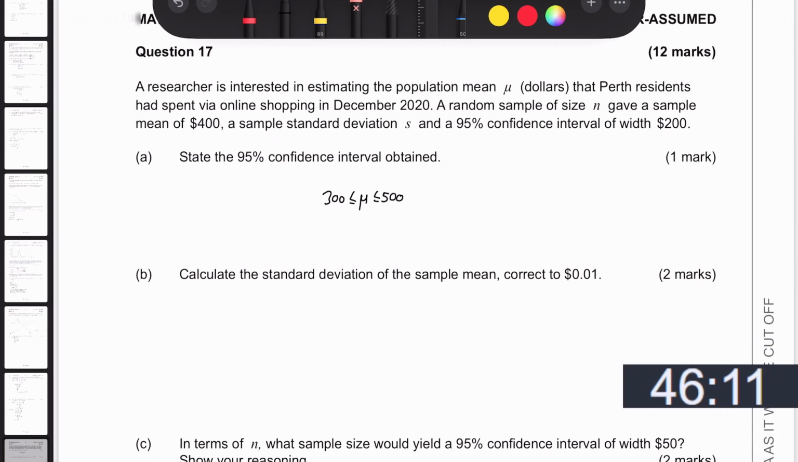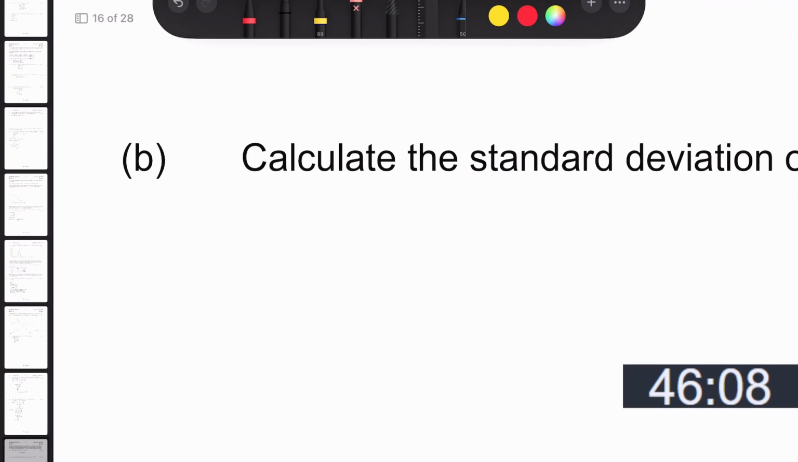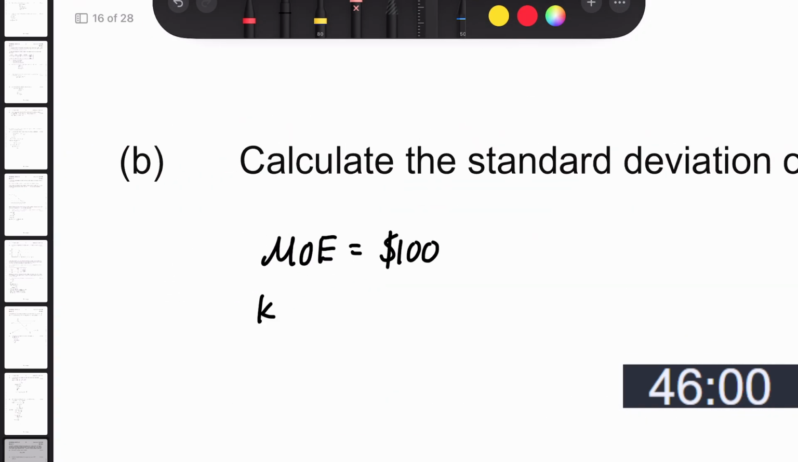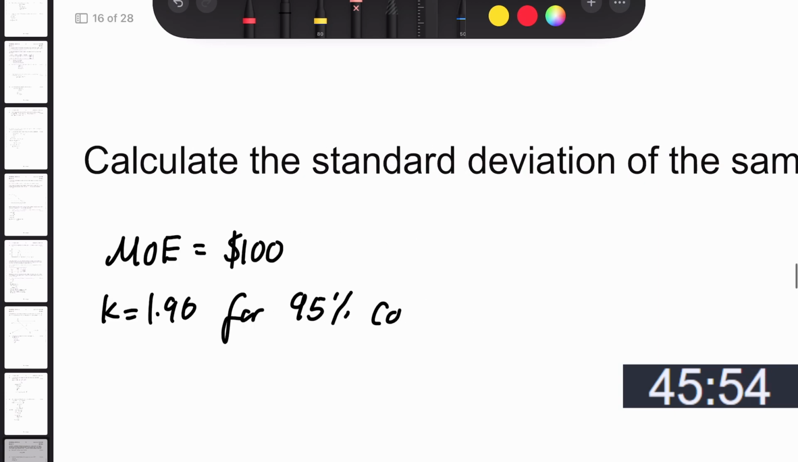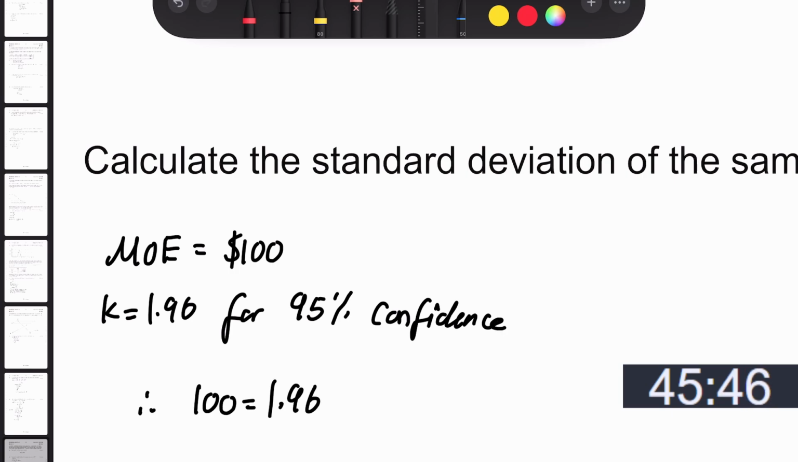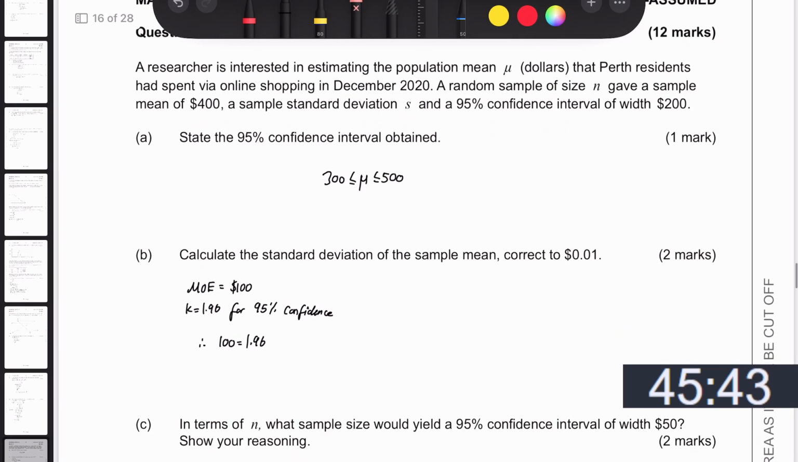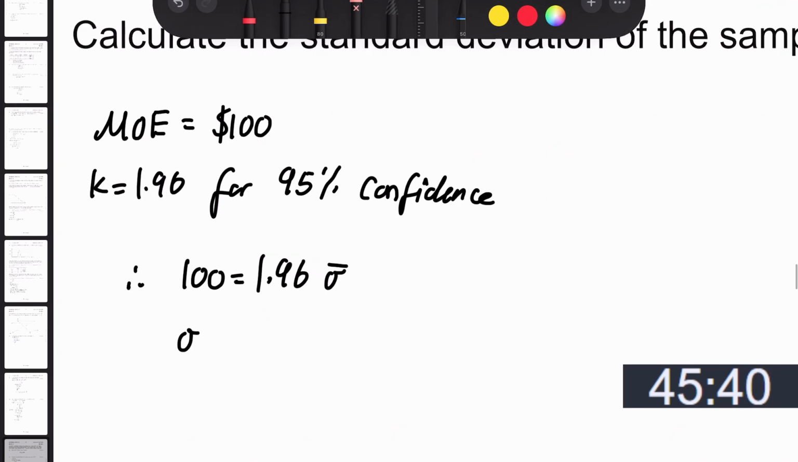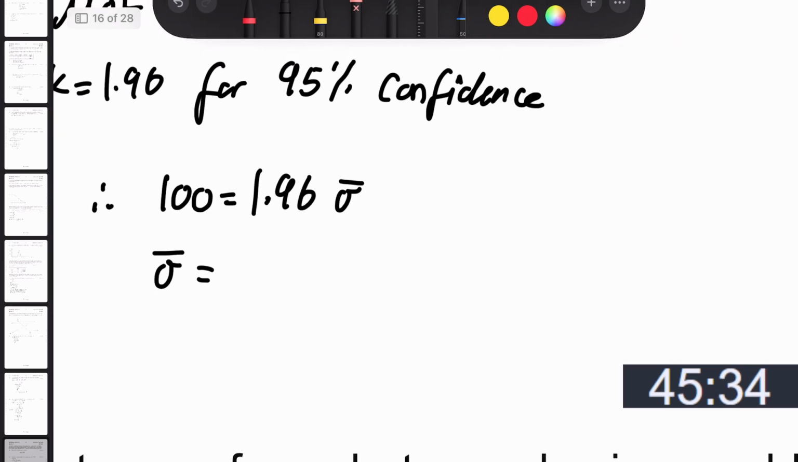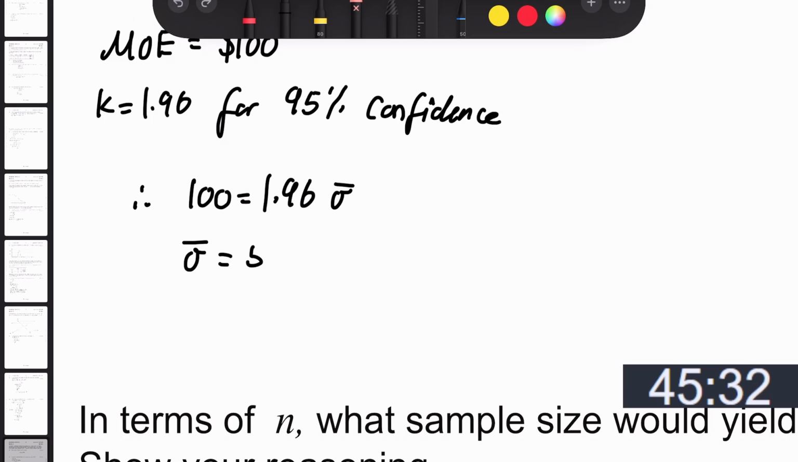Calculate the standard deviation of the sample mean, correct to $0.1. So we have the margin of error equals 100. And k equals 1.96 for 95% confidence. Therefore, 100 equals 1.96 times the standard deviation. So that's going to equal 100 divided by 1.96, which is $51.02.